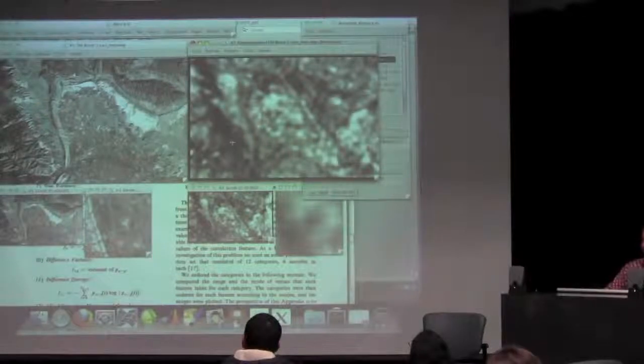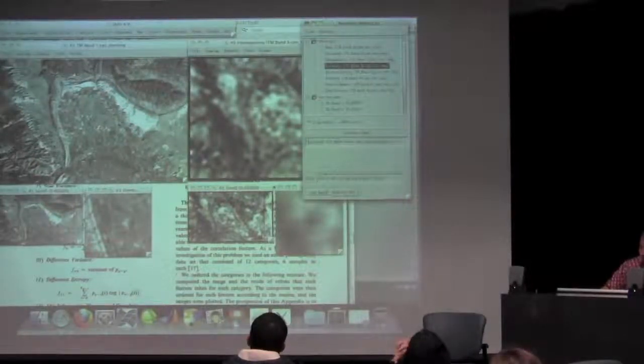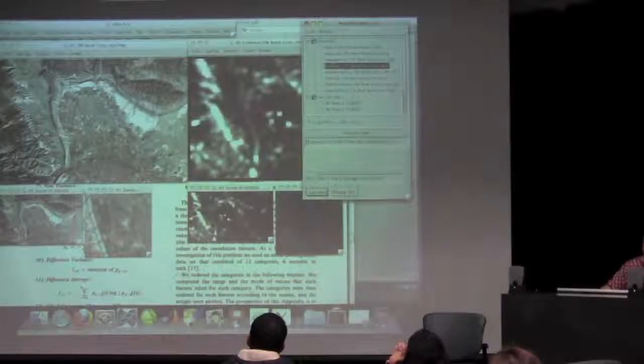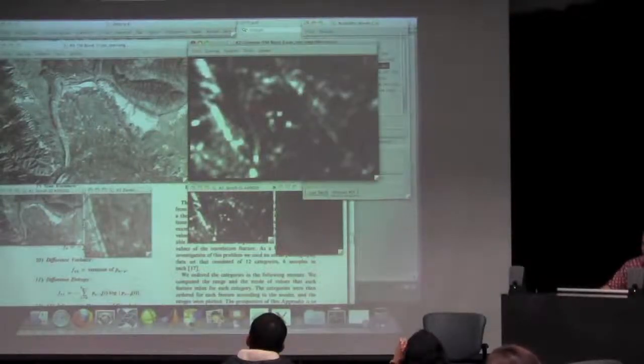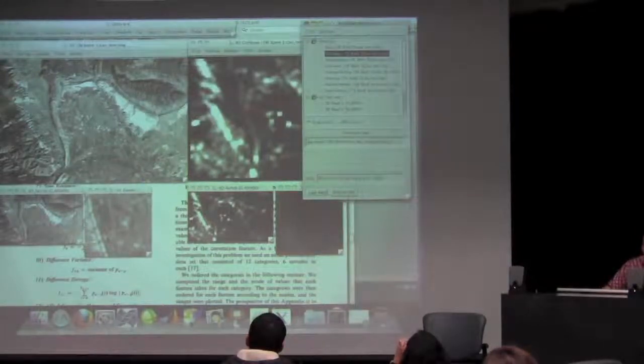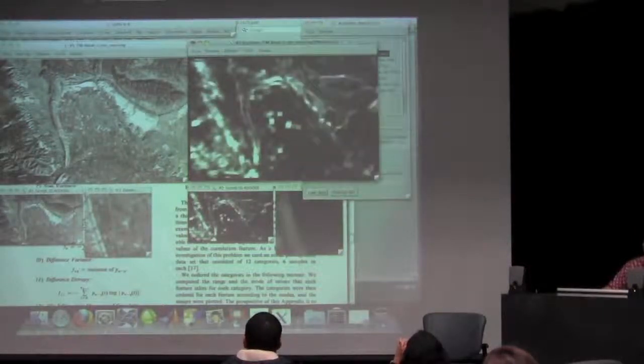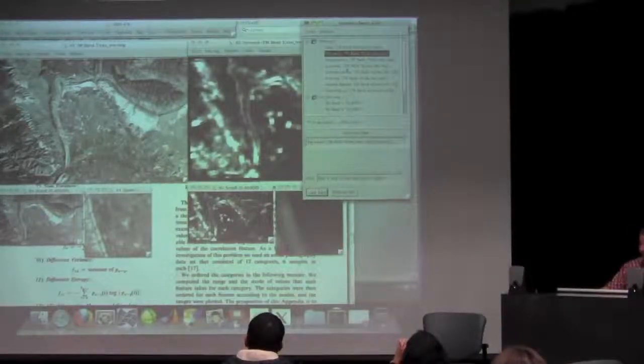So homogeneity is kind of just like the word says: how homogeneous is the area. Contrast. Looks very similar to variance, doesn't it? Doesn't change on it. So those two features are pretty highly correlated.